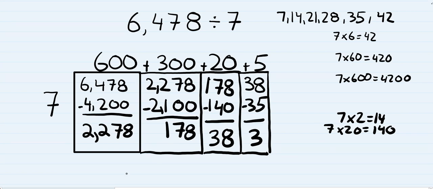So my final quotient is 600 plus 300 is 900. 900 plus 20 is 920, plus 5 is 925. So let's write that over here. 925.